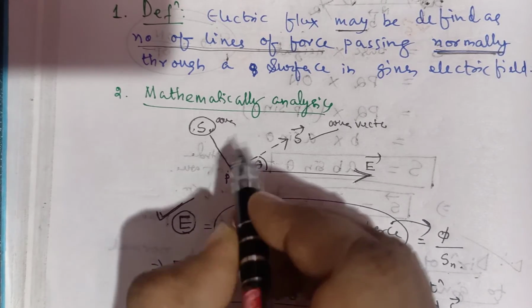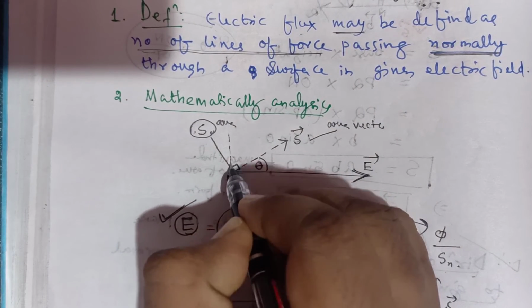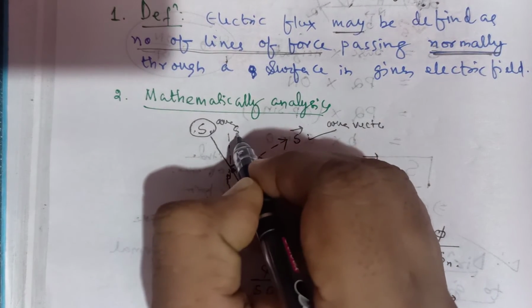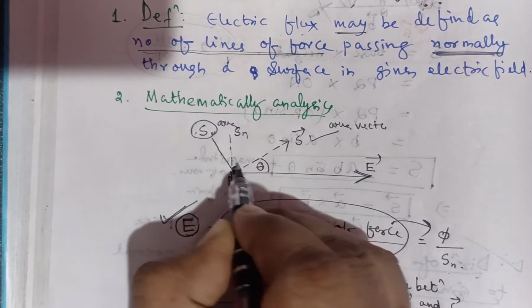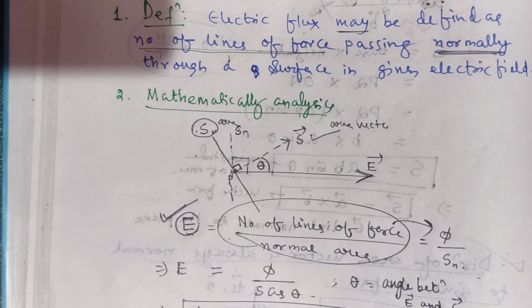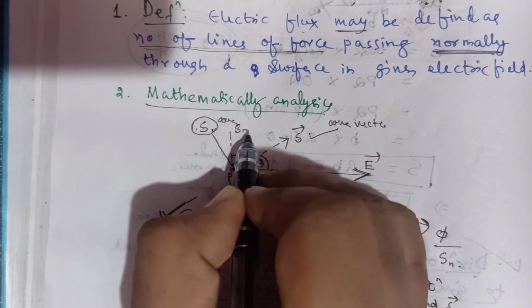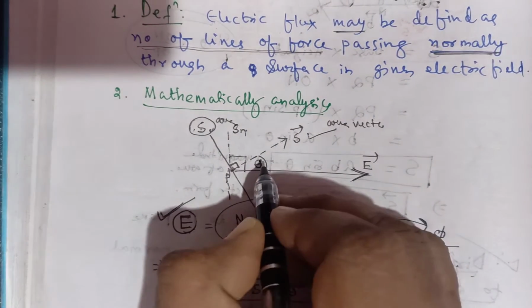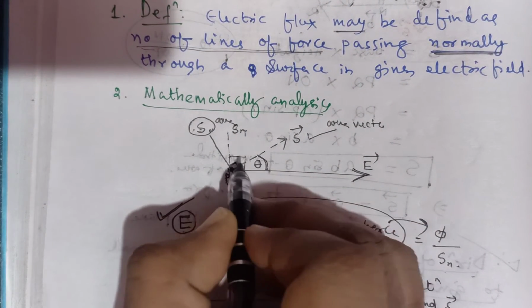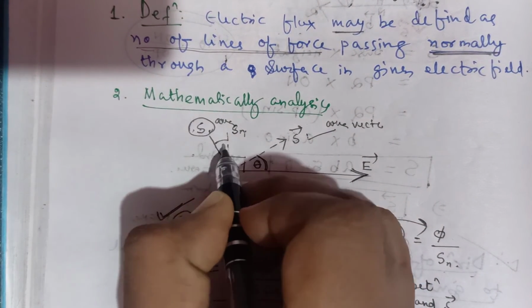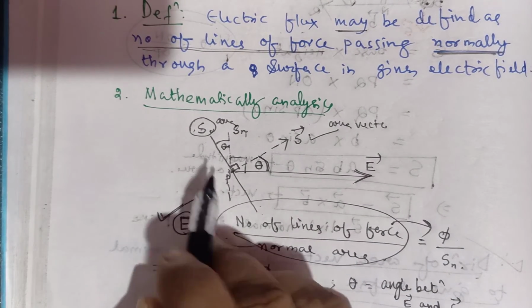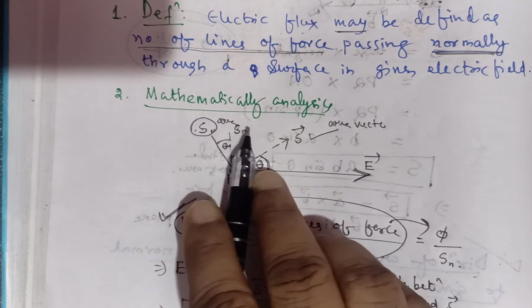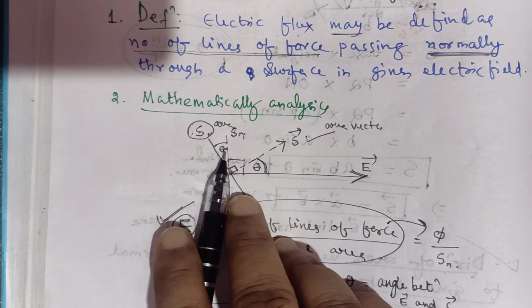So what we will do? We draw another figure here. You just see this figure. I will tell this is SN, normal area. I mean this area is perpendicular to the electric field intensity. So this is S and this is SN. If it is theta, then it will be 90 minus theta, then this one will be obviously theta. So you will say that if given area is S, normal area is SN, the angle between them is theta.